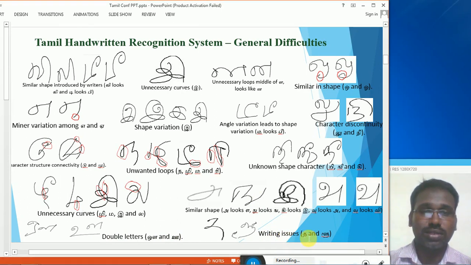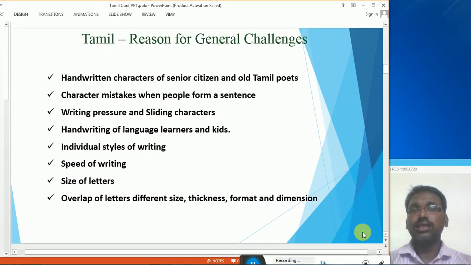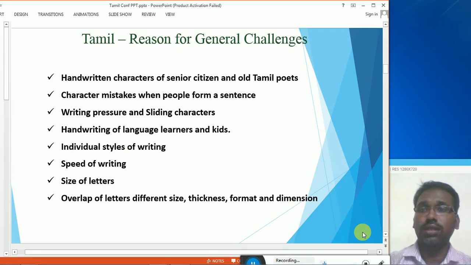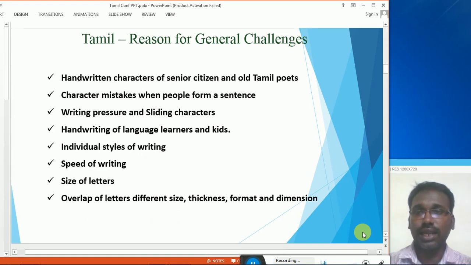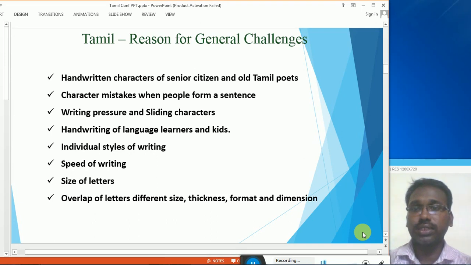Writing issues are created by senior citizens. The general reasons for these issues are: handwritten characters of senior citizens and old Tamil poets, character mistakes when people form a sentence, writing pressure and sliding characters, handwriting of language learners and kids, individual style of writing, speed of writing, size of letters, overloop of letters, and different size, thickness, format and dimension.